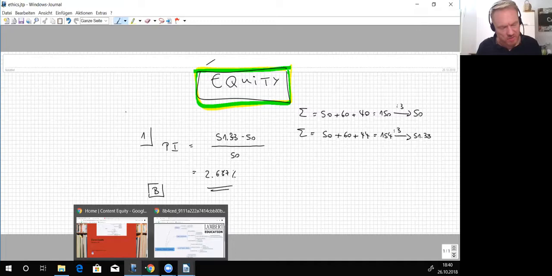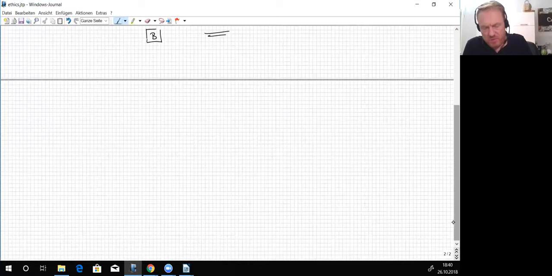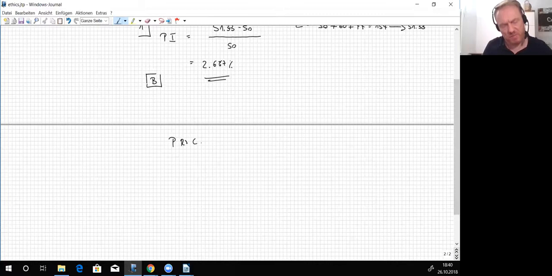As we can look into it again, taking a look at this mind map, there are several index construction methods. First of all, there are the price weighting methods. And second, there are the equal weighting methods. So what's the difference? I'll come to the next question right afterwards. The price index method, very important. That could be your question in the next CFA level one exam, right?